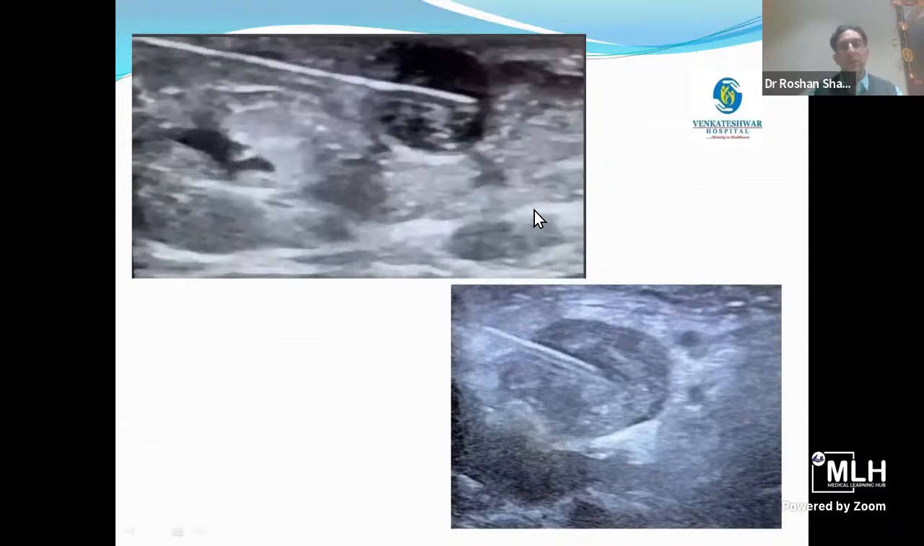Now coming to FNAC, you can see this is a neck node, and you can see the needle clearly entering into the node.